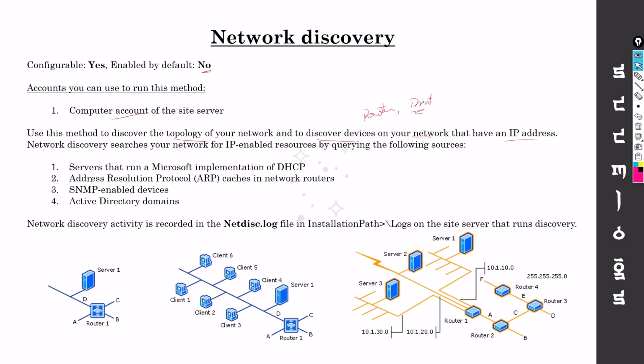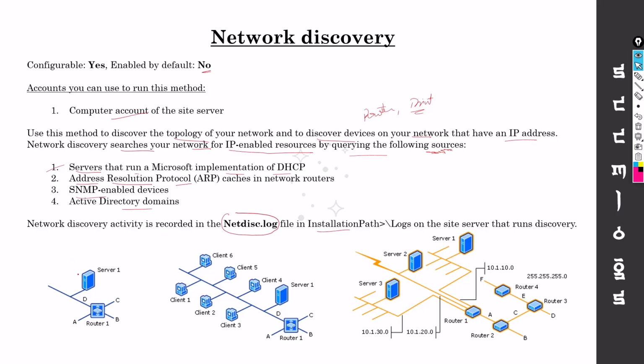Network discovery searches your network for IP-enabled resources by finding the following sources. It will query the servers that run the Microsoft implementation of DHCP, the ARP address resolution protocol, SNMP, and Active Directory domains. It will query these things and find the devices. Below I have three examples, and this discovery activity will be recorded in netdisc.log in the default location.